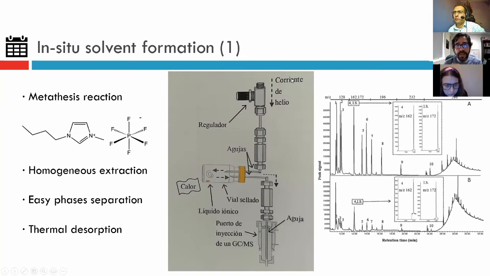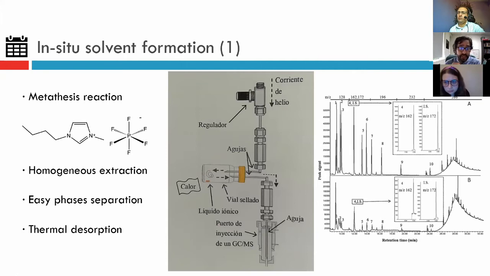And we use a helium stream that comes with this path, passes through the vial, and drives the analytes to the GC injection port. In this case, in order to promote the desorption of the analytes from the ionic liquid, we can increase the temperature of this ionic liquid just to promote this transference to the GC port.